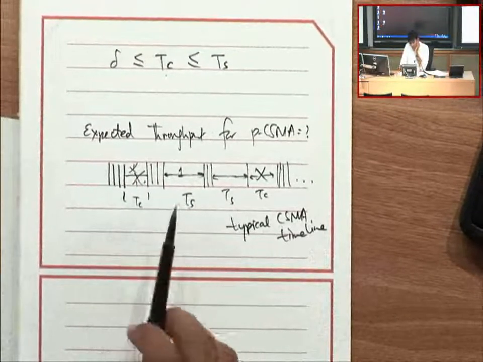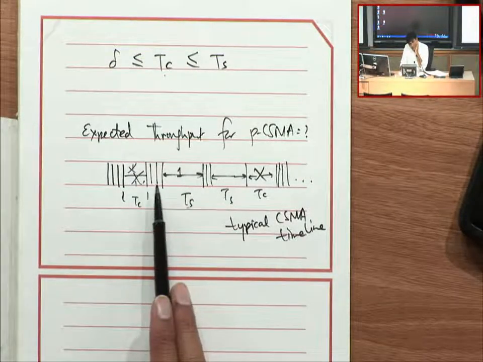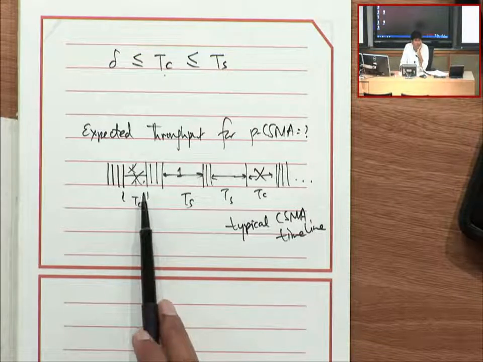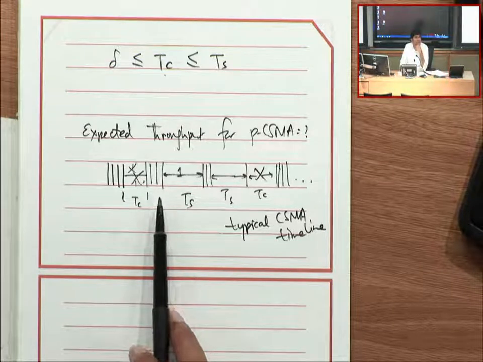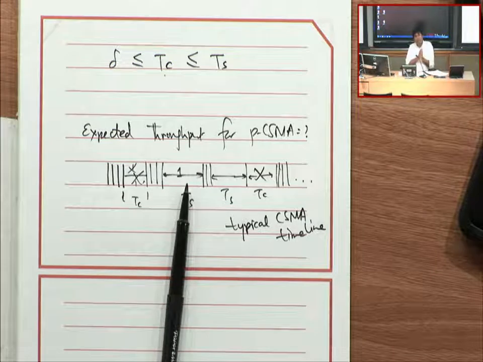And the key difference you can see is that you end up spending more time on the successful periods and less time on idles, and if TC is small, maybe also less time on the collisions. Okay, and intuitively, this should translate to better utilization. So that's the intuition. The intuition is by shrinking our idle times, we're able to get more out of the system in terms of throughput.